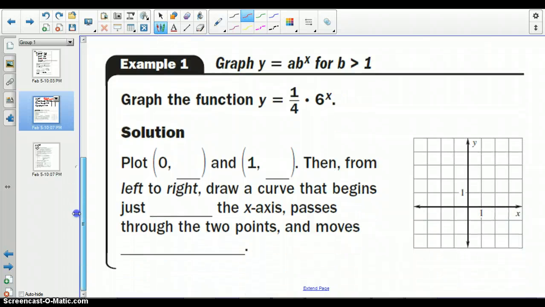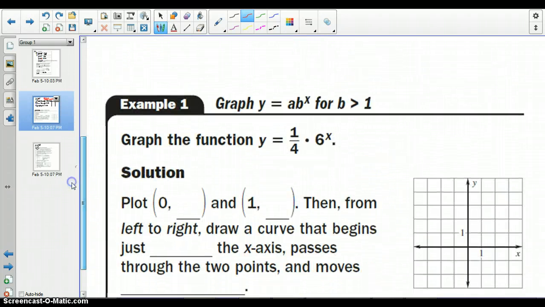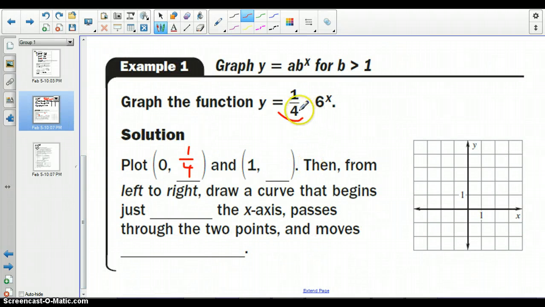So if you're asked to graph this, graph the function y equals 1/4 times 6 to the x. Remember, we need to plot our two main points. It's going to pass at 0 and a. Our a in this case is 1/4. So this is going to pass through 0 and 1/4. And it also passes at 1, a times b. So we're going to have to multiply 1/4 times 6, we get 6 over 4. And that can be simplified to 3 over 2.